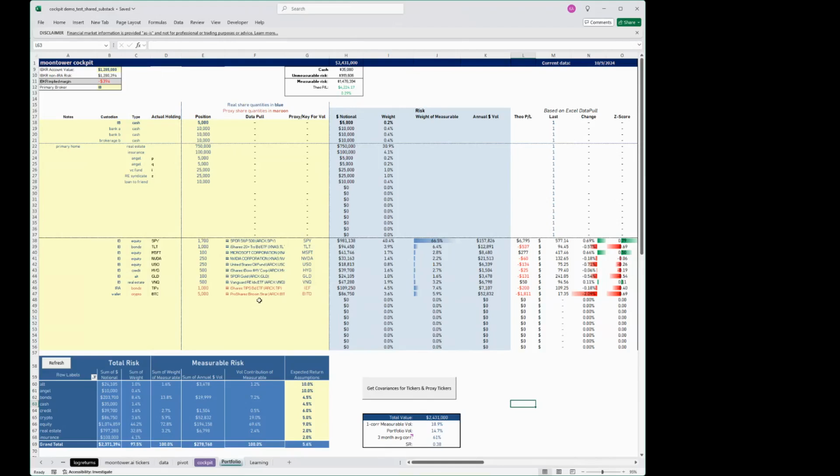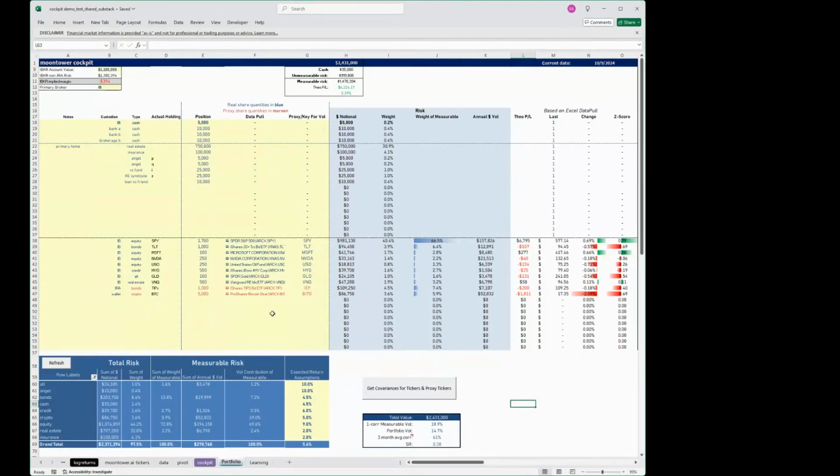But what we really care about is what our portfolio vol is, because we're diversifying since we expect to get lower volatility by doing that. So in our case, we're getting a portfolio vol of 14.7.